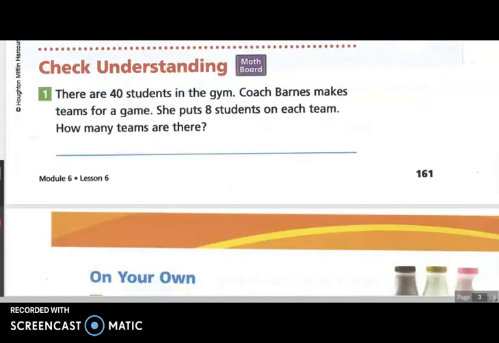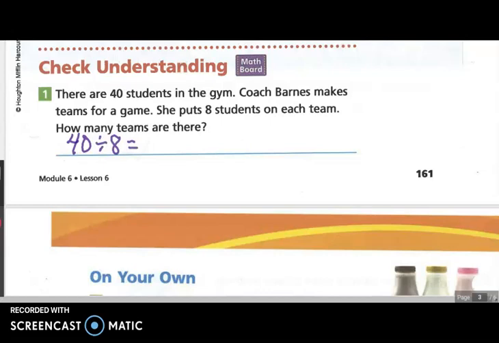All right. There are 40 students in the gym. Coach Barnes makes teams for a game. She puts 8 students on each team. How many teams are there? Now, I heard some of you say we don't even need to read it, but we do need to read it because it might ask you a total different question than you think. So what is our division equation? 40 divided by 8.